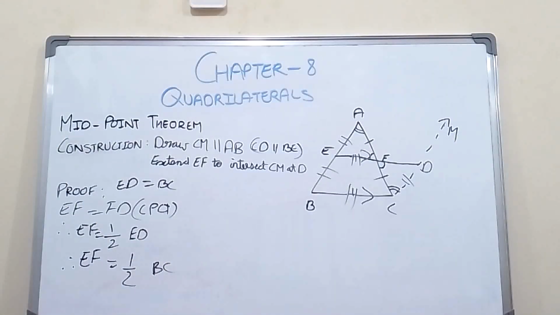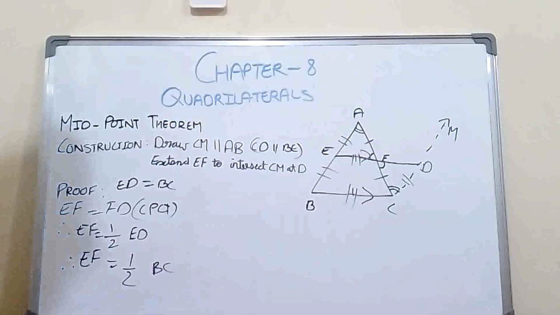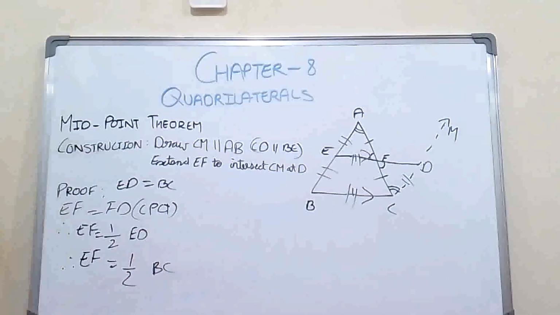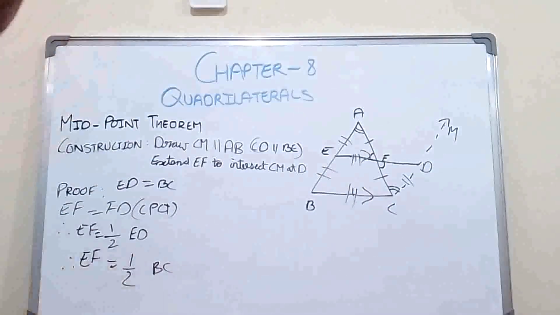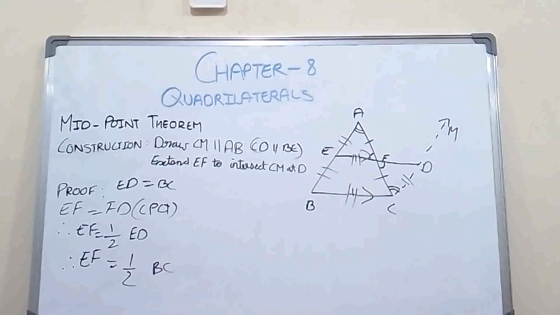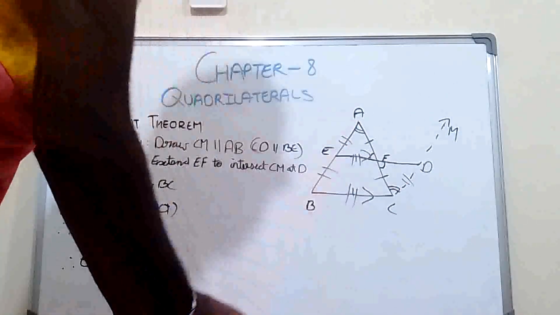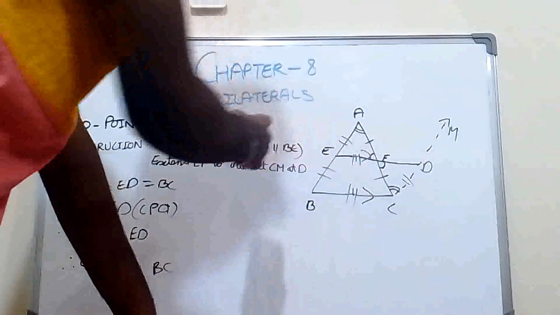So what did we do first? We first did some construction. We constructed a line CM which is parallel to AB. Then we extended EF and intersected it at CM at a point called D. So we got two triangles there, EAF and CDF. Using ASA, we proved them congruent. Using CPCT, CD is equal to AE. AE is equal to BE, so CD is equal to BE, and they both are parallel as well.